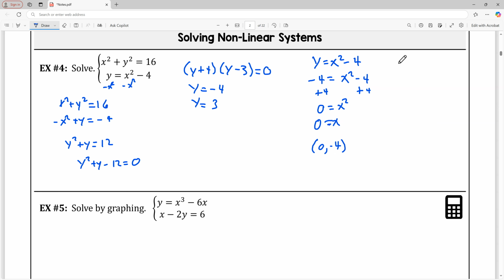But that's not my only solution. That came from y equals negative 4. We now need to do the same thing where y is equal to 3. So I have 3 equals x squared minus 4.